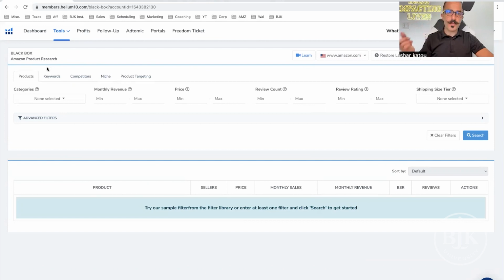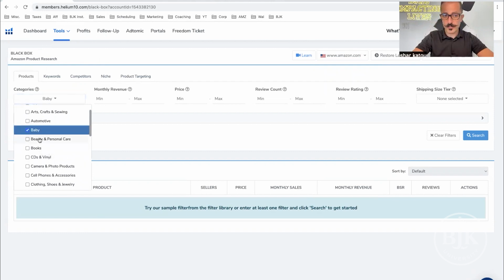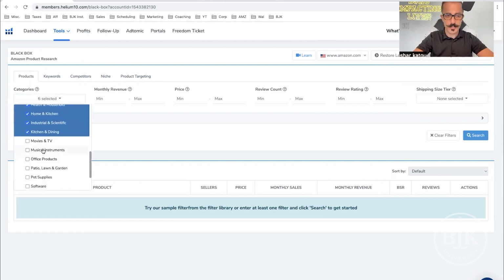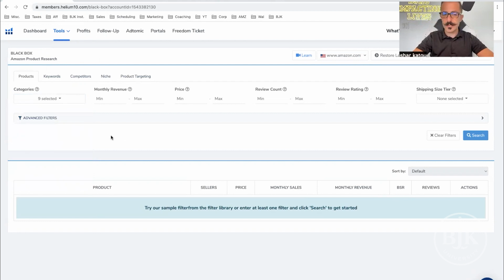The third thing I'm going to do is figure out what categories I want to sell in. For me personally, these are the categories that I like, and you should take those down and make sure you search in those as well. It's baby, beauty and personal care, health and household, home and kitchen, industrial and scientific, kitchen and dining, office products, pet supplies, sports and outdoors, and that's it. I'm going to select those.